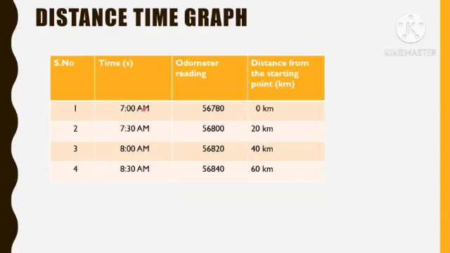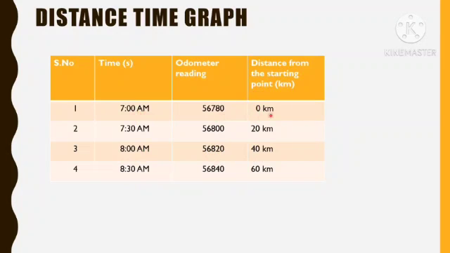You can note down the time when you started and the odometer reading, that is, what the reading was at a particular time when you started. Here I made a table based on my assumptions, just my assumptions. At 7 a.m. the odometer reading was this, at 7:30 a.m. the odometer reading was this, at 8 o'clock it was 56820, and at 8:30 it was 56840.